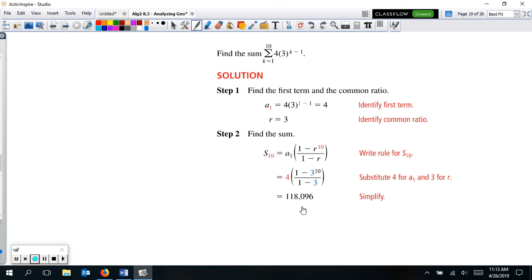118,096. So you just got to do order of operations at this point, and that's what they are assuming you know how to do real quick. But just do the exponent first here, then 1 minus that, and this will be negative 2. So you can divide this by negative 2 and then multiply it by 4.